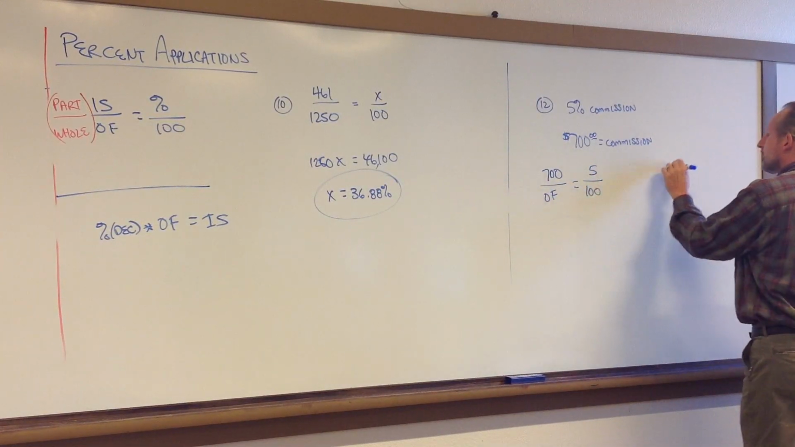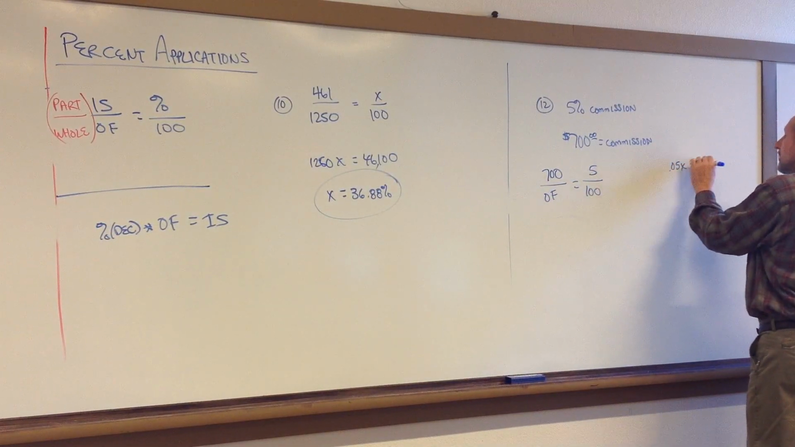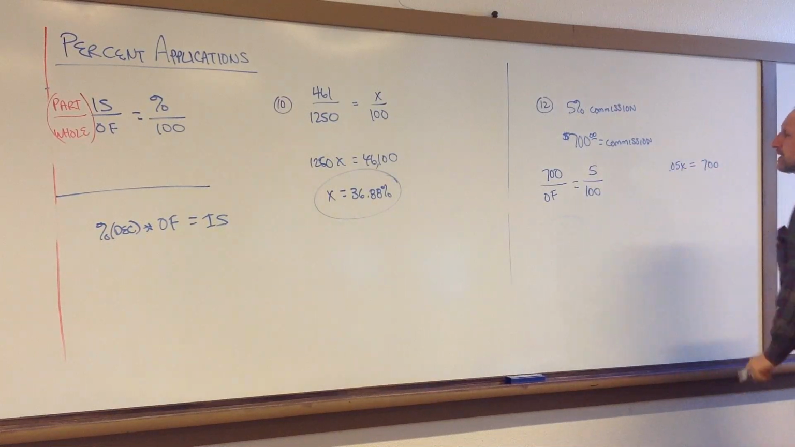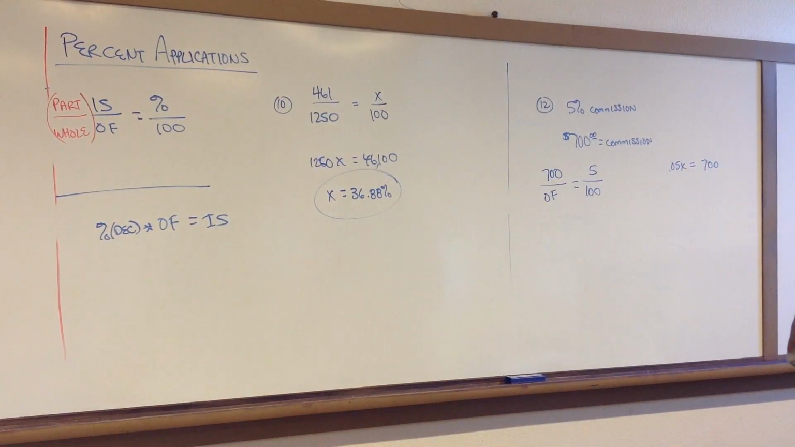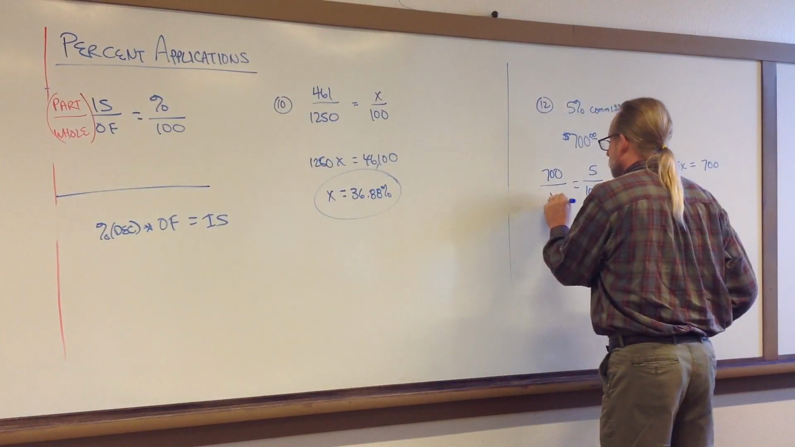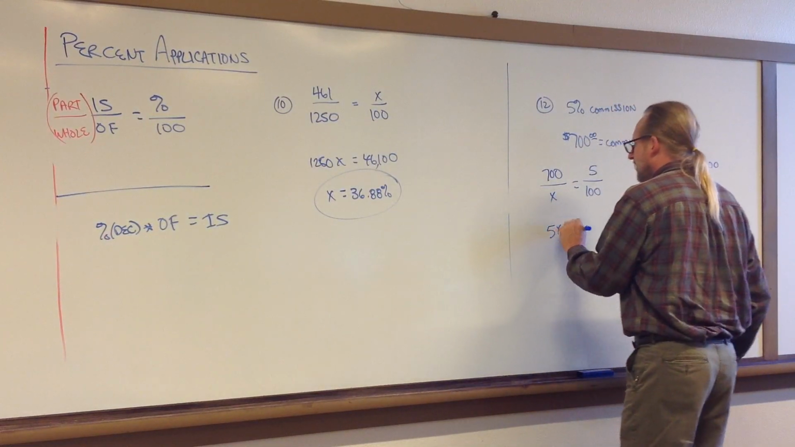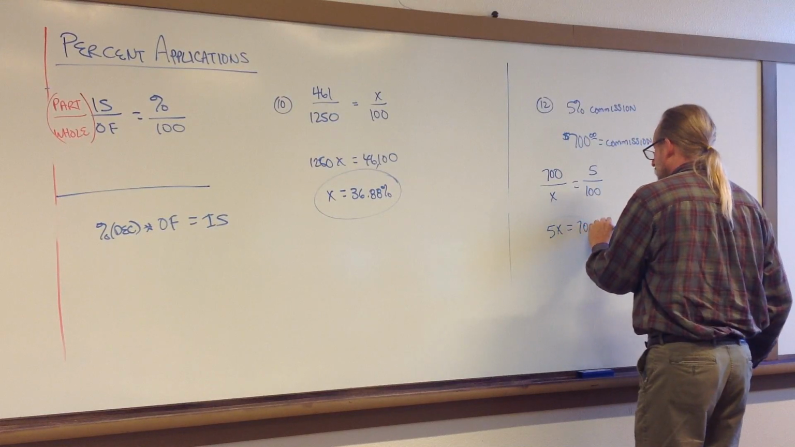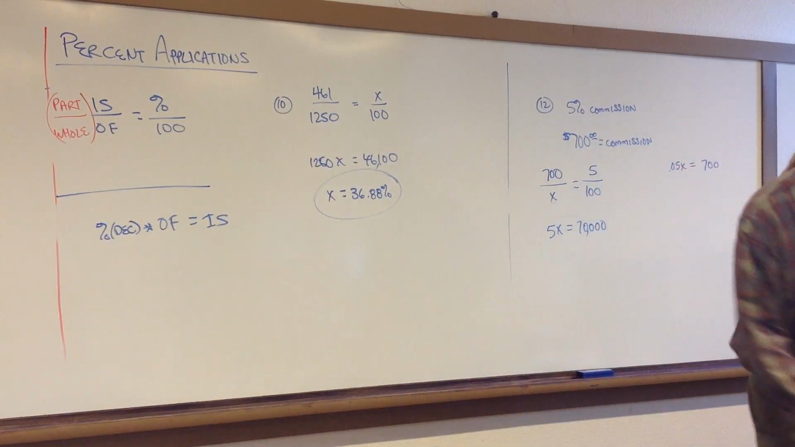Okay? And you can also say 0.05x would be equal to 700. Yeah, I think instead of I'll put an x in there. There we go. So then 5x would be 700 times 100.